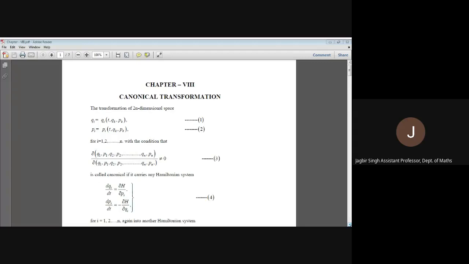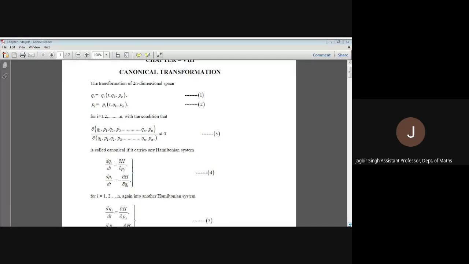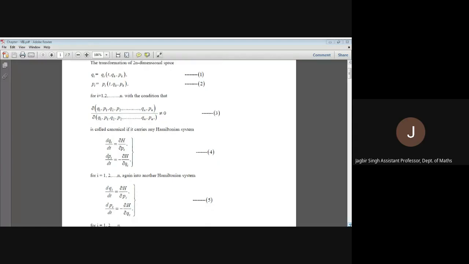Means if the Hamilton canonical equations in previous coordinates, dqi by dt is equal to curly h by curly pi, dpi by dt is equal to minus curly h by curly qi, these are transferred into another Hamiltonian system, dqi tilde by dt is equal to curly h tilde by curly pi tilde, and dpi tilde by dt is equal to minus curly h tilde by curly qi tilde.